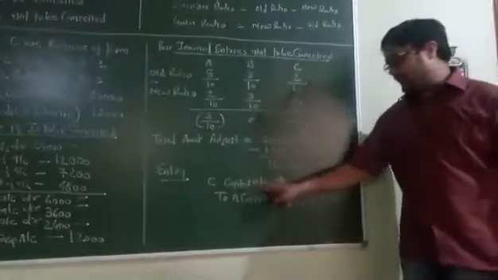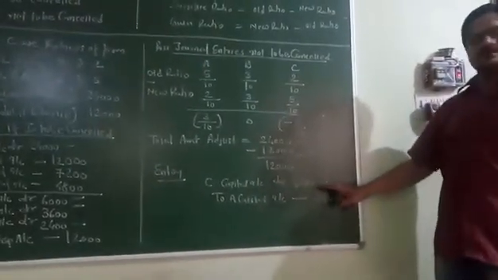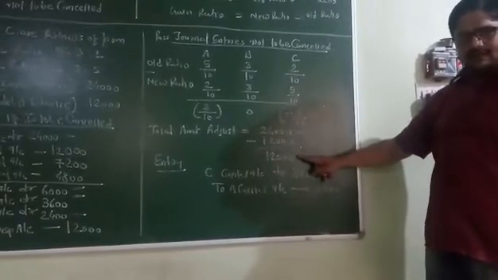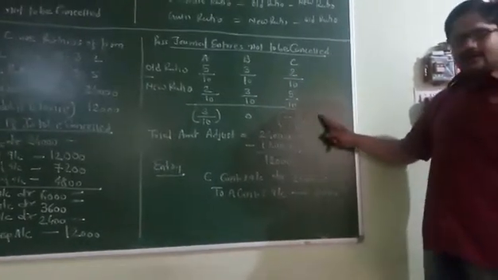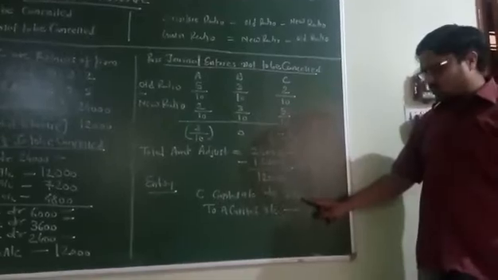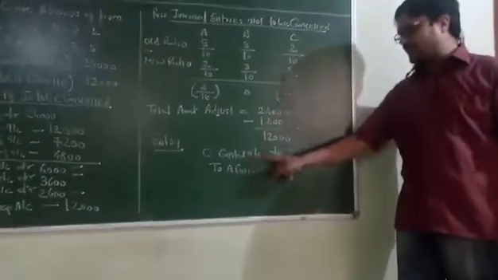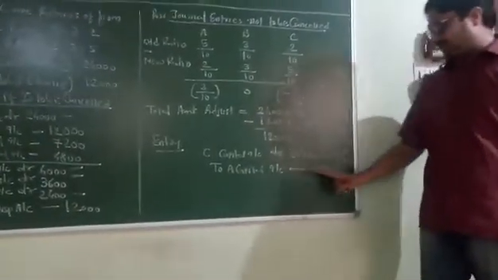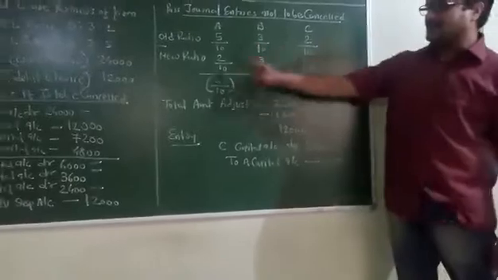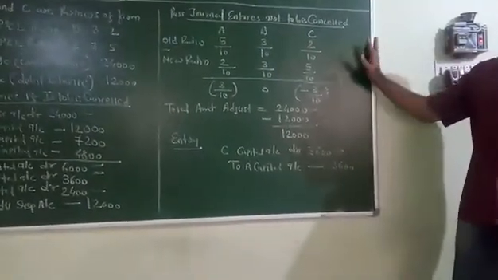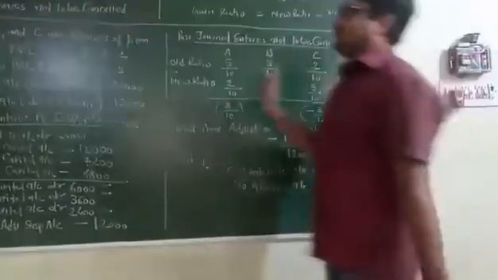Here C's ratio comes in minus form. So C capital account debit 3,600. How does this 3,600 come? 12,000 multiplied by 3/10 gives 3,600, and C is in minus form. So C's capital account debit 3,600 to A capital account 3,600, because A is in plus form. In this way, these are the total effects of the balancing figure of the accounts.